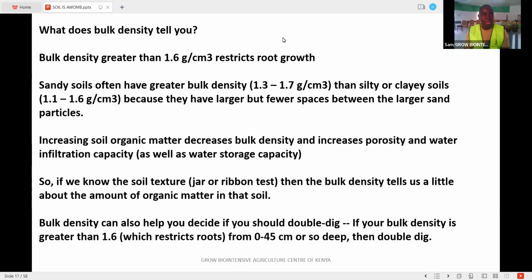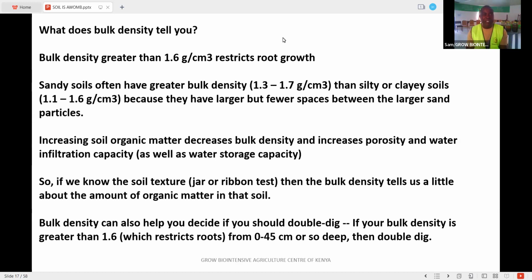So what does soil bulk density tell you? If it's greater than 1.6, then it restricts roots from growing.